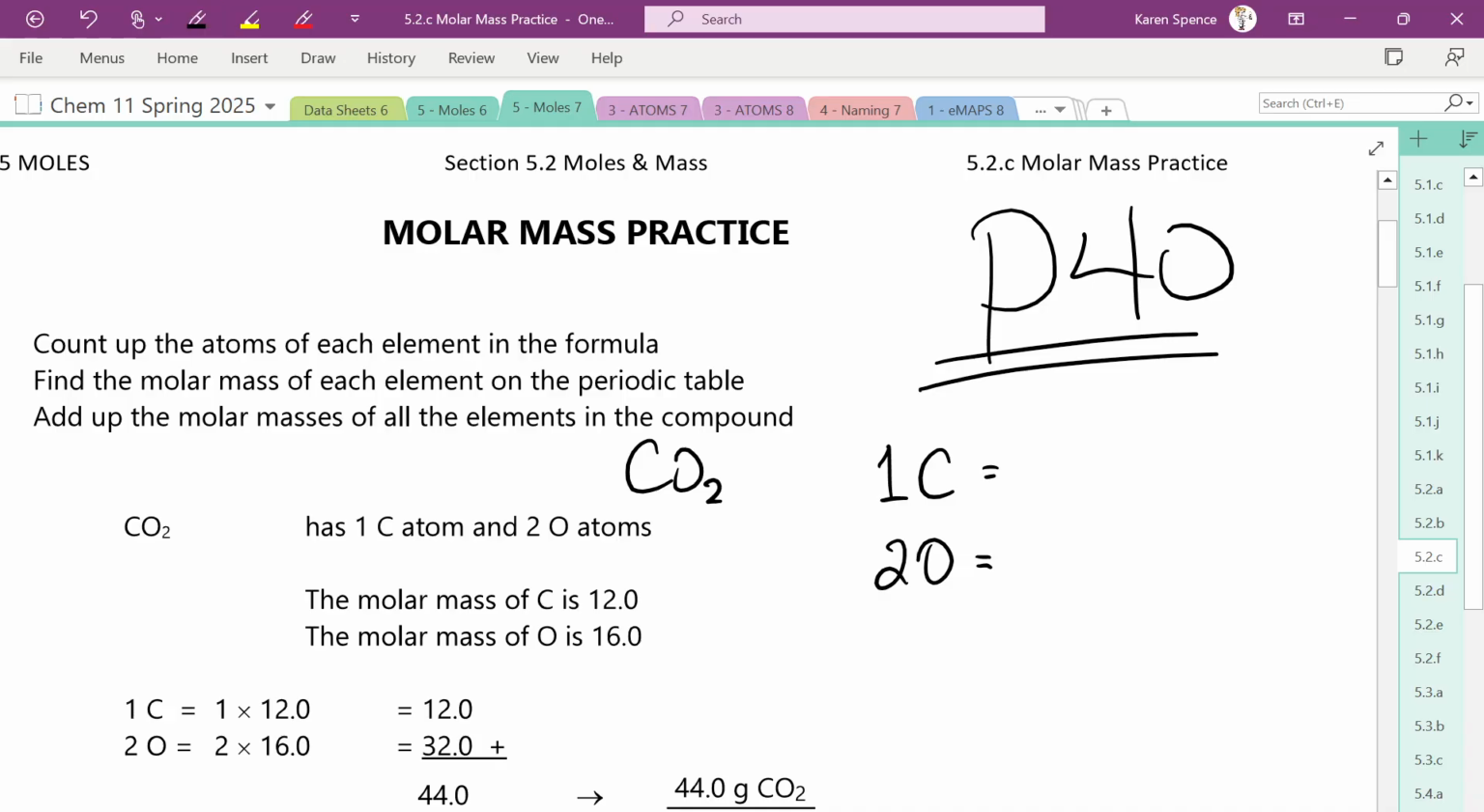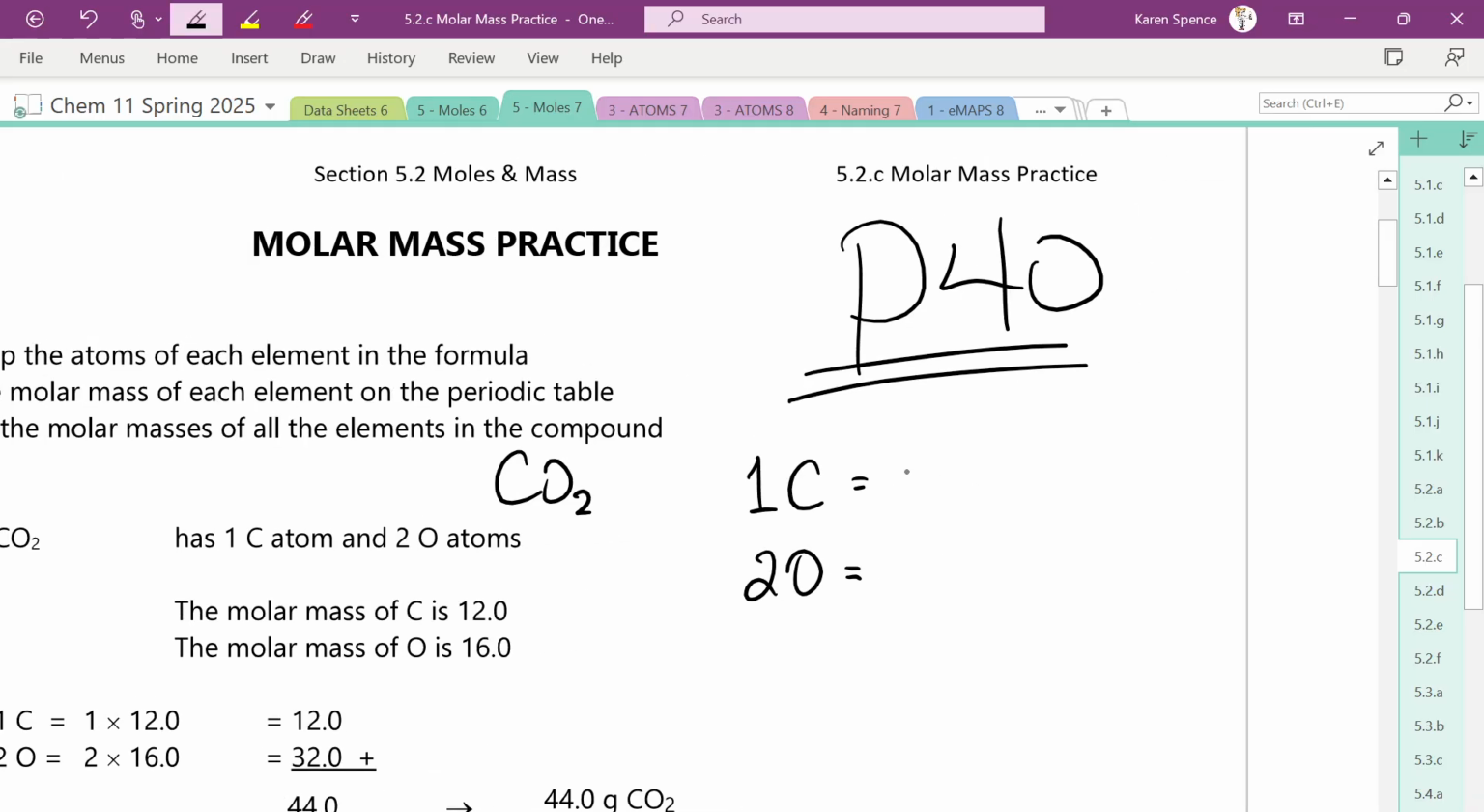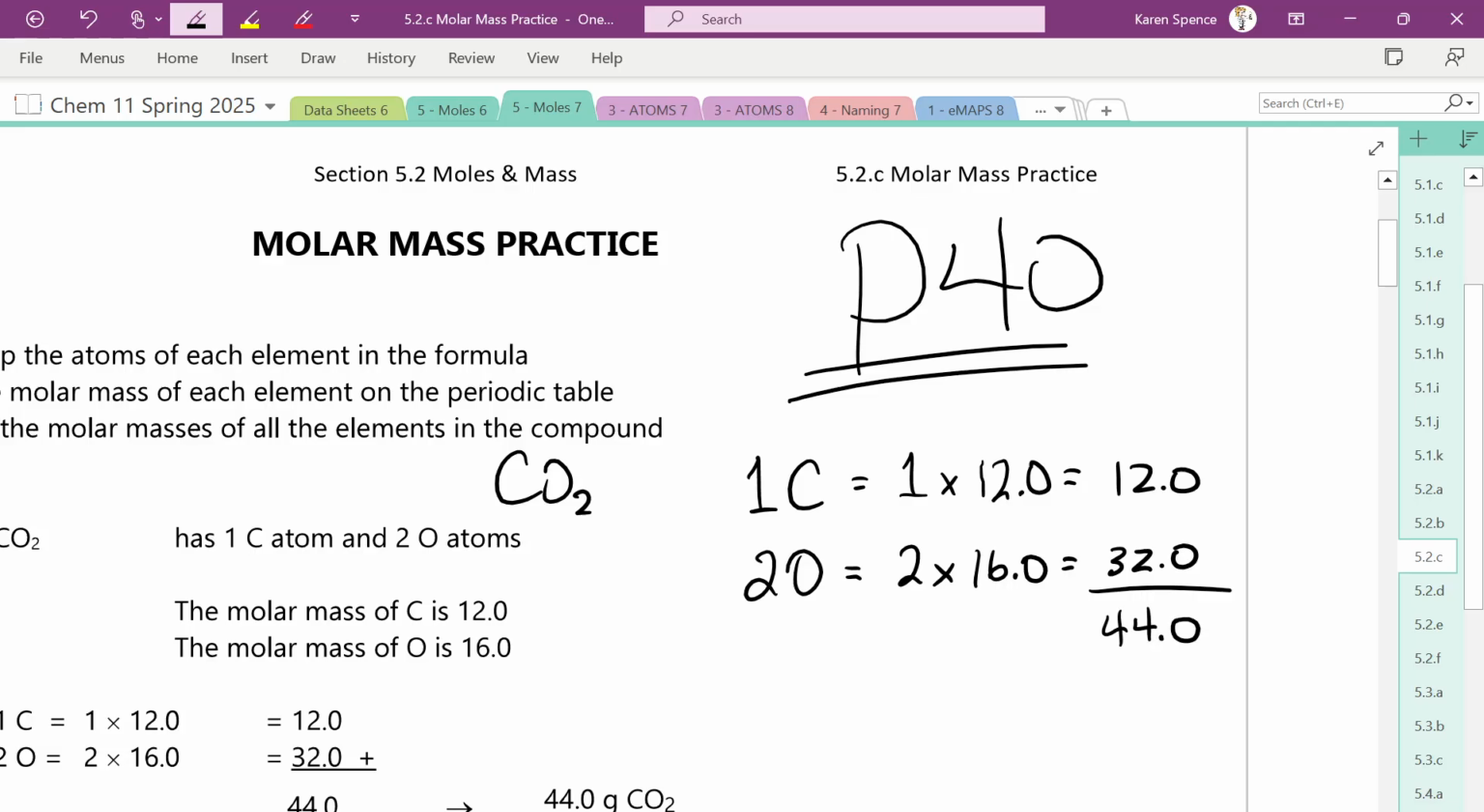And so in order to find the molar mass, we're going to have 1 times the molar mass of carbon, which is 12.0. And we're going to have 2 times the molar mass of oxygen. What is the molar mass of oxygen? 16.0. All right, so that's going to give us 12.0 and 32.0. So when we add that all up, we get 44.0, and our unit is grams per mole.